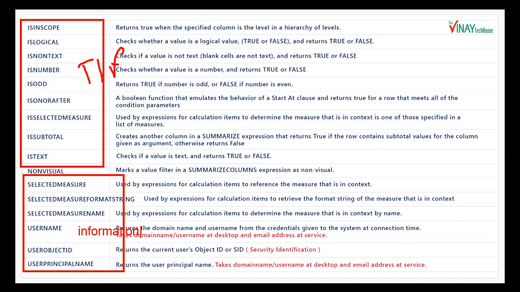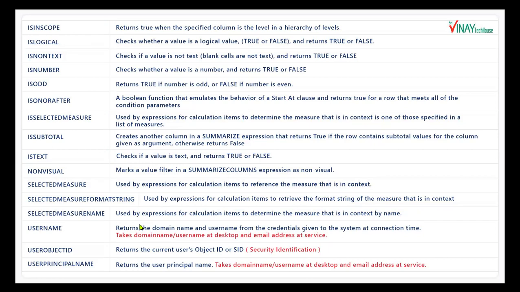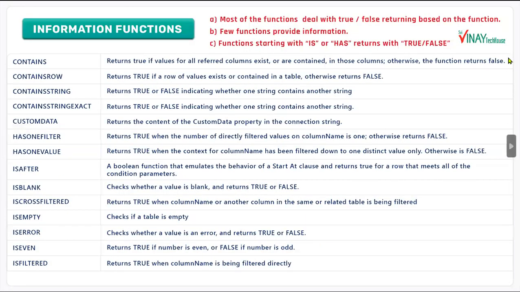Good. Contains returns true if the value or values are available. Contains row, if the row is available, it returns true. Contains string, if the string is available, returns true, otherwise false. Contains string exact, if the string is exactly available, returns true, otherwise false.